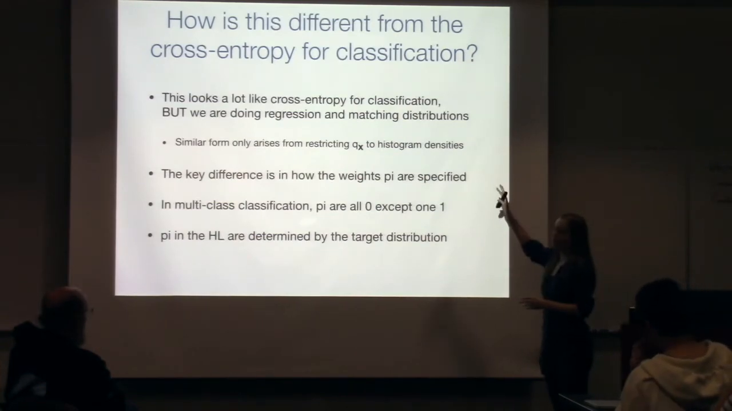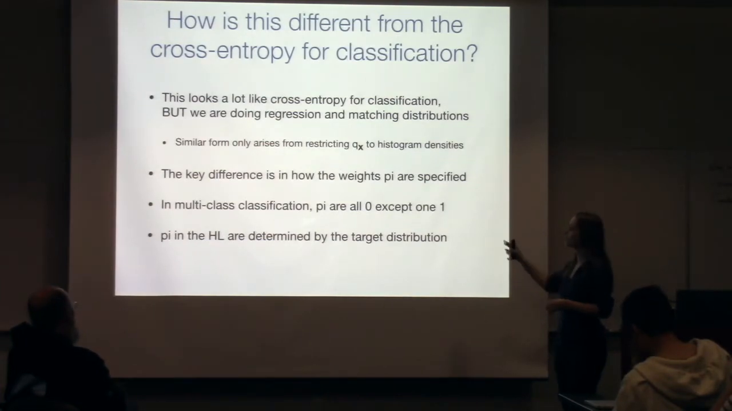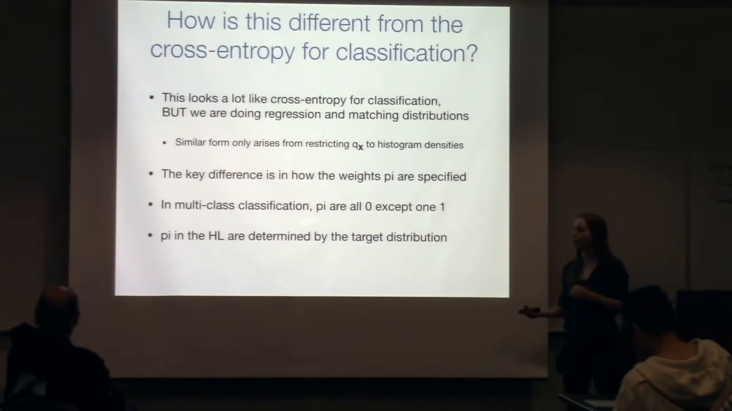Okay, and then even in this setting where we did make this choice, the difference now is still in how the weights Pi are specified. So for example, in multi-class classification where we use the cross-entropy, the PIs are all 0, except for one of the PIs, which is going to be 1.